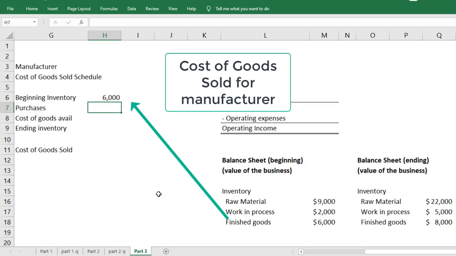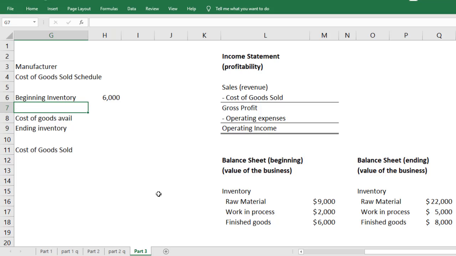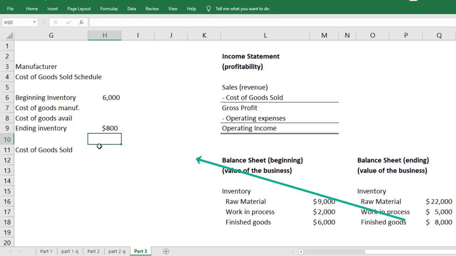And then purchases. Well, we don't make purchases of skateboards, we build them. So we're going to have to change that to cost of goods manufactured. That's what we're going to use instead of purchasing. We're going to manufacture them, and that will give us cost of goods available. And our ending inventory is the finished goods we had at the end of the year. So we have that information.